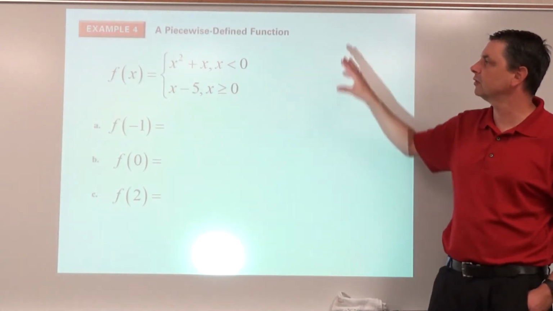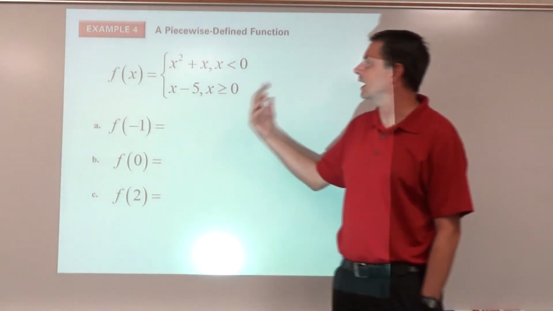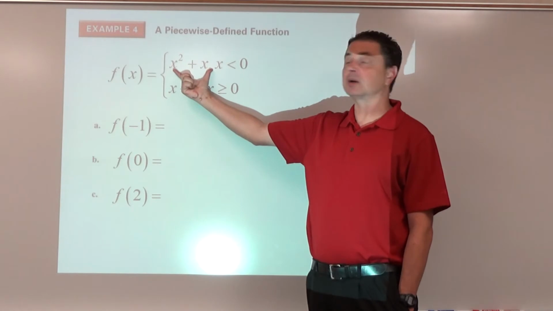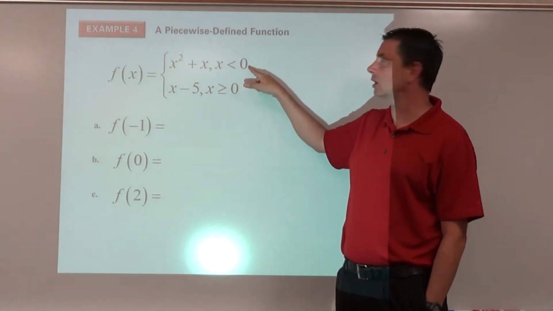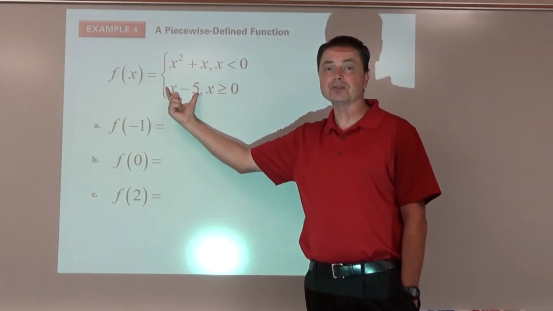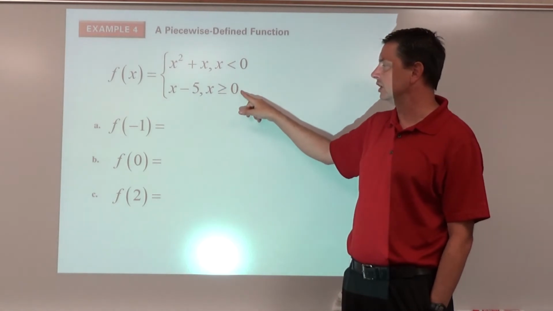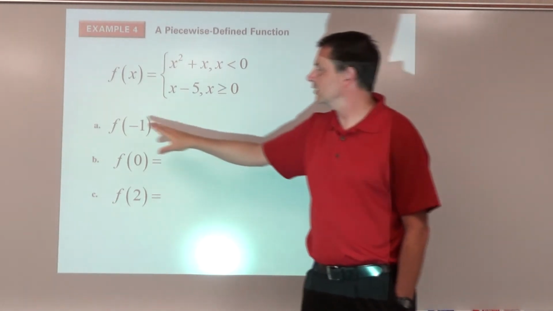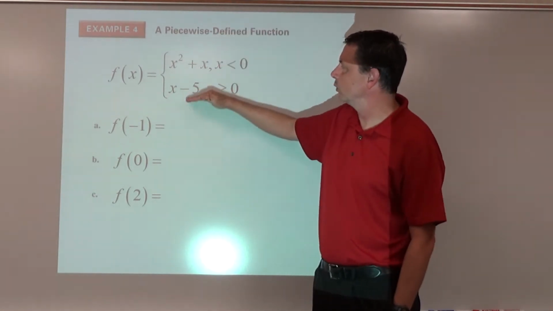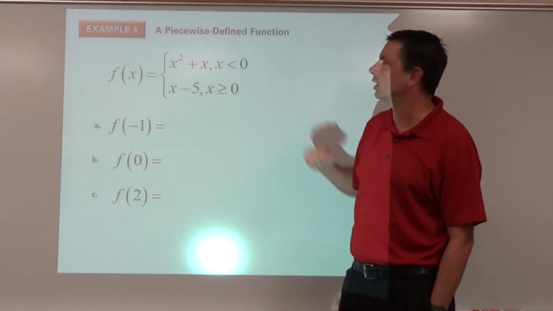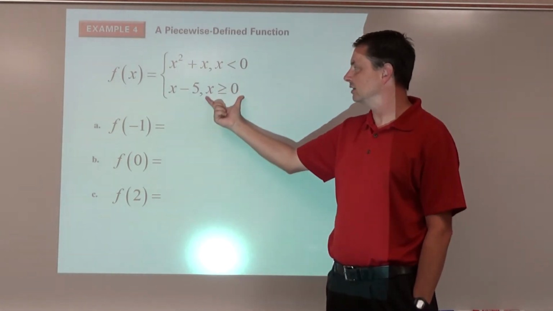A little bit different of a function, a piecewise function. f of x is defined as x squared plus x if the input happens to be less than 0. It's defined a different way if the input x is greater than or equal to 0. So when we evaluate, like for part A, f of negative 1, we have to decide which of these parts of the piecewise function we're going to use. Does it fit this condition or does it fit this condition?